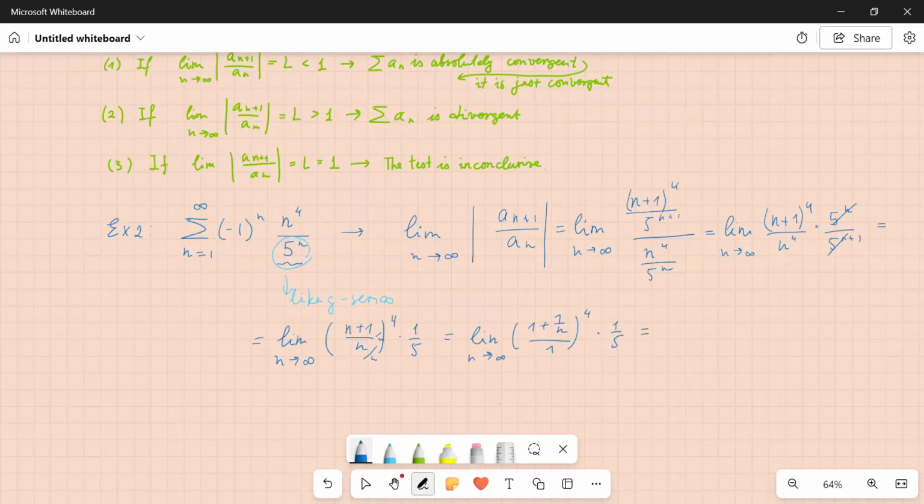Well, you probably see that this one will go to 0, and the limit is going to be just 1 over 5. 1 over 5 is less than 1, so the ratio of our geometric series is 1 over 5, like we suspected actually. Less than 1, so convergent, absolutely.